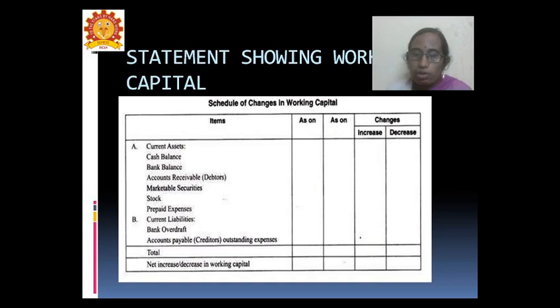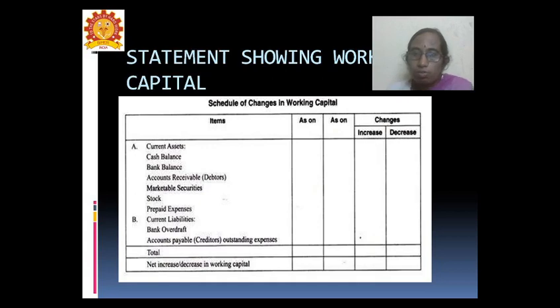However, take the bank overdraft, for example. The previous year is 20,000 and the current year is 30,000. There is an increase of 10,000, which is adverse for working capital, so we state that if there is an increase in current liability, there is a decrease in working capital.